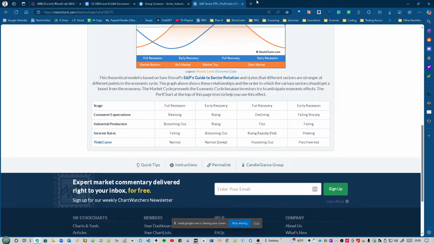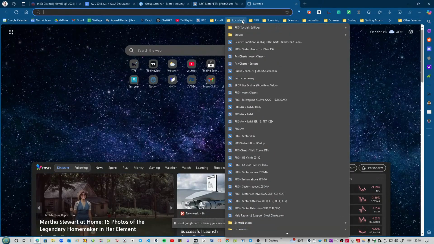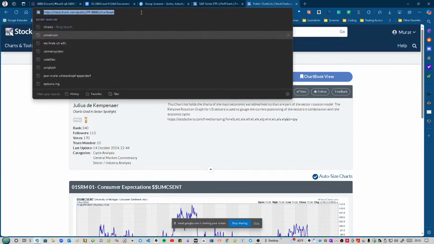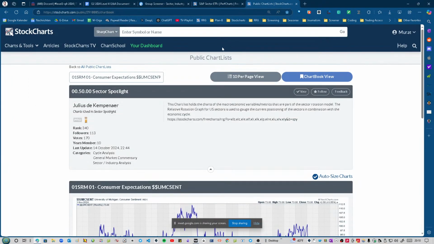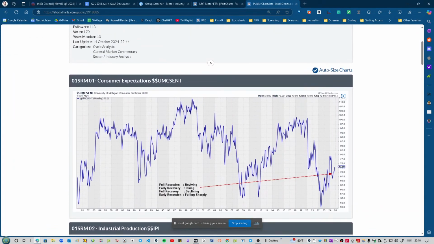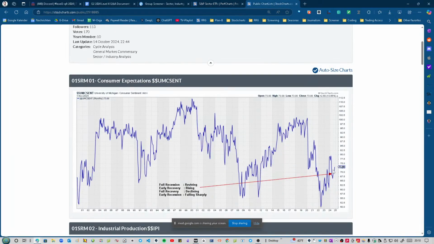And I have that already in my process and from public chart list. I will also share this list with you, because what you can see here is at the beginning, you see University of Michigan consumer sentiment. What is here? Consumer expectation. And you can look here now, it is reviving, rising, declining, falling sharply.